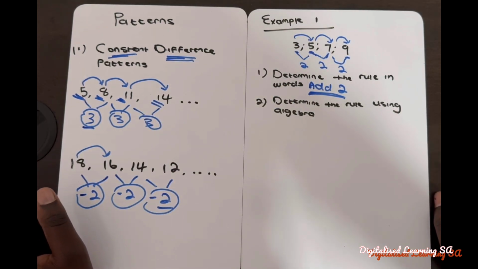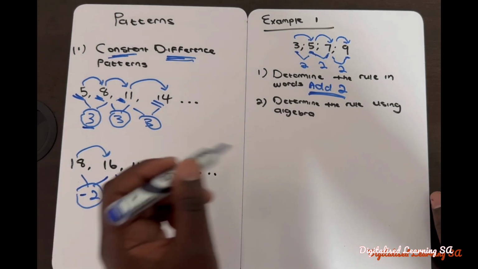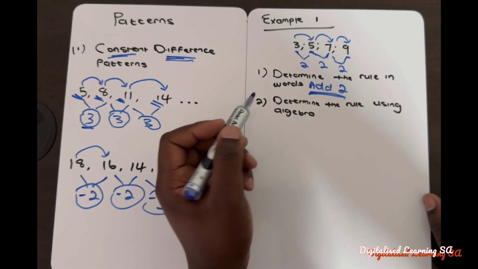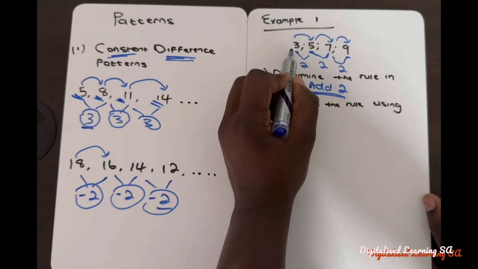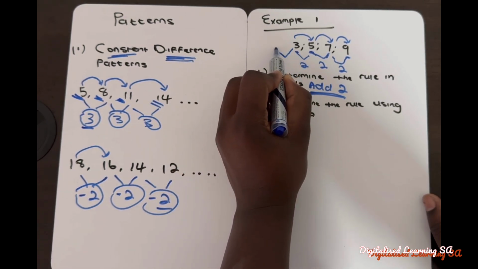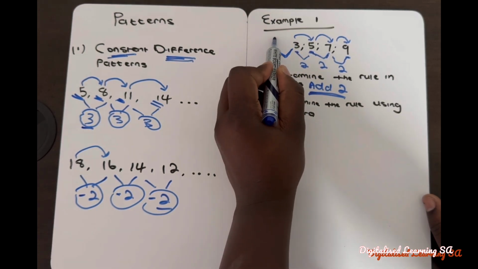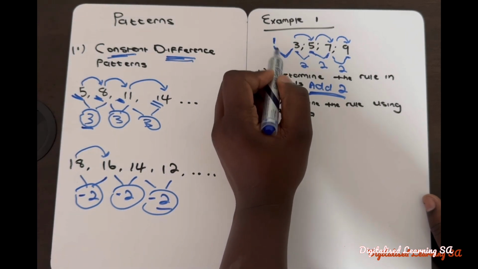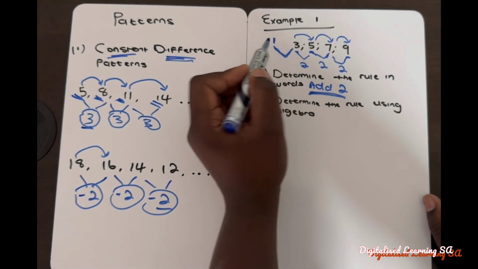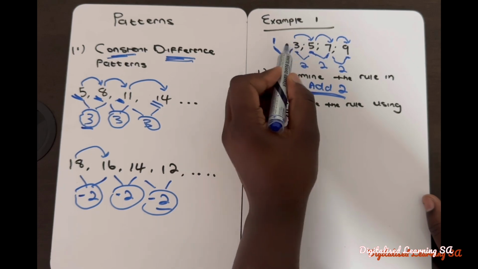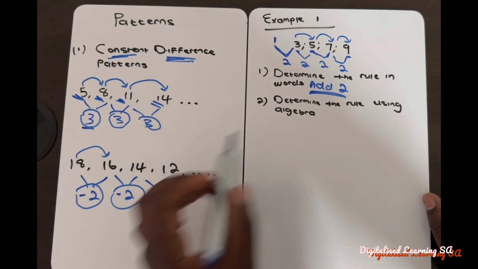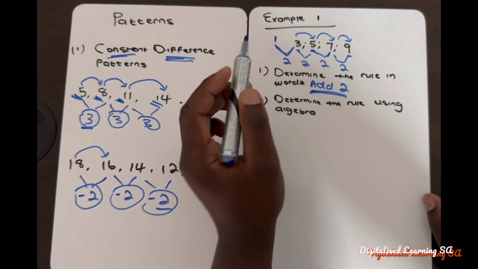The second question is: determine the rule using algebra. This one is a bit tricky, but in order to get the rule, you need to find the value that comes before this 3. In this case, it will be 1. To confirm that this value is really 1, if you take this 1 and add 2, you should be able to get 3. And we are able to get this 3.